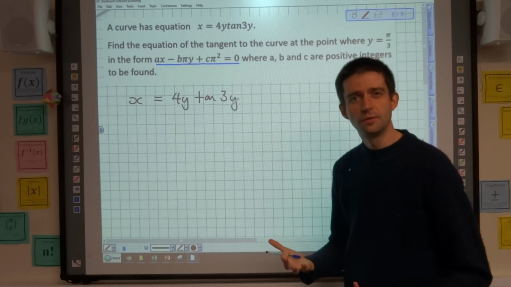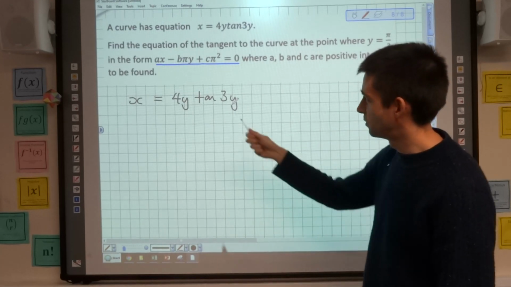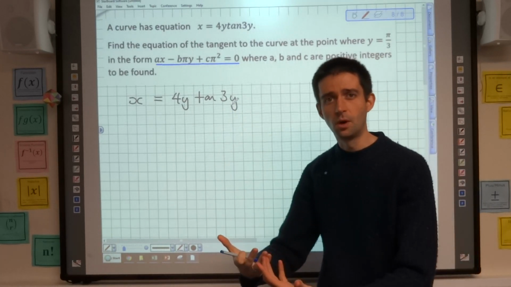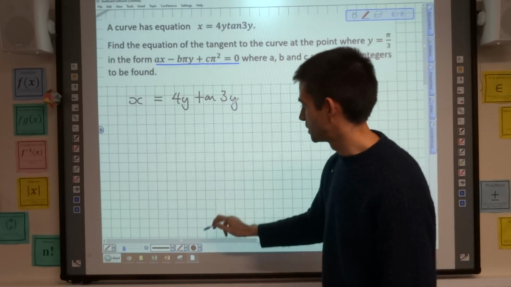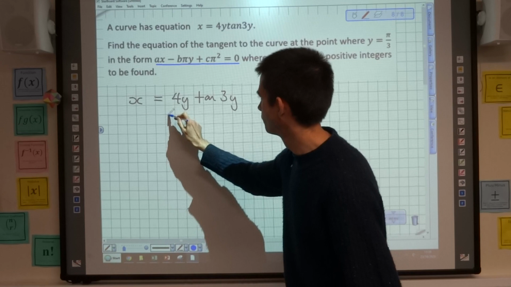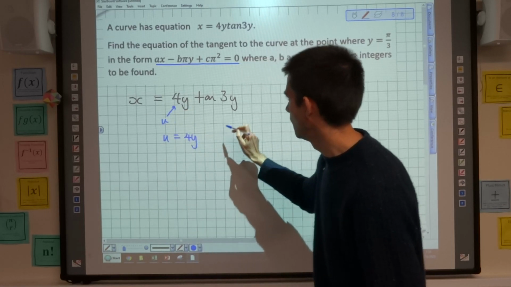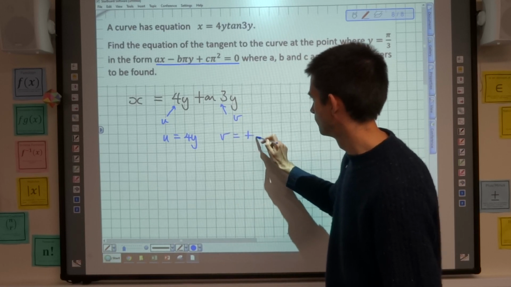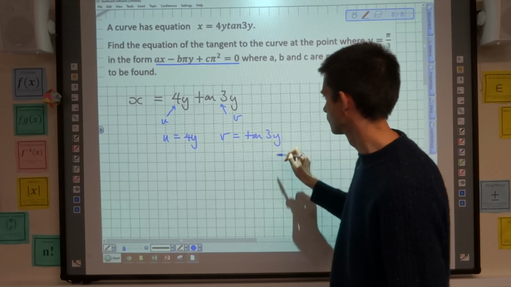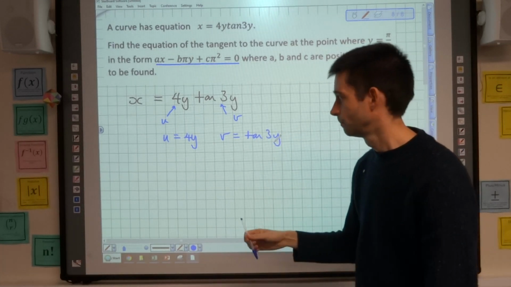And finding the equation of a tangent, we're going to differentiate, but what we just have to be aware of is when we differentiate this function, rather than getting dy dx, we're going to be getting dx dy. We've got the product of two things here. We've got 4y, so we're going to call that u, and then we've got tan 3y, which we're going to call v. So differentiating both of these in terms of y.